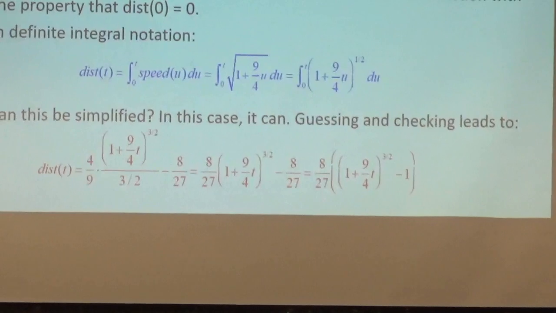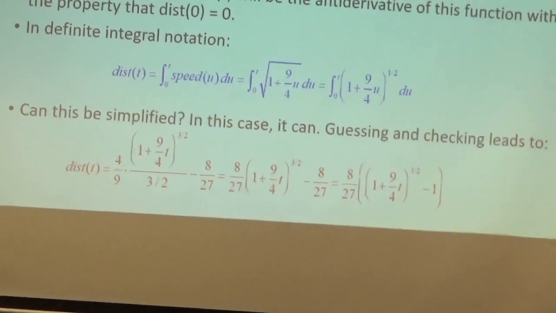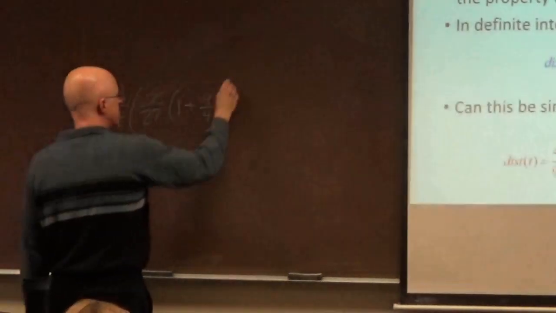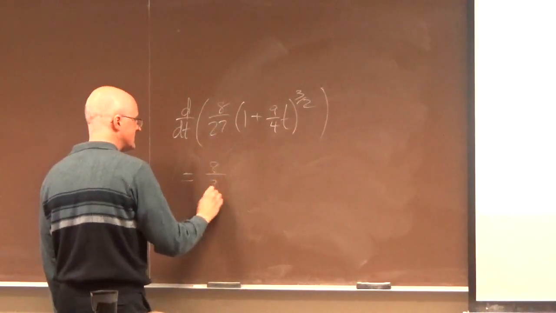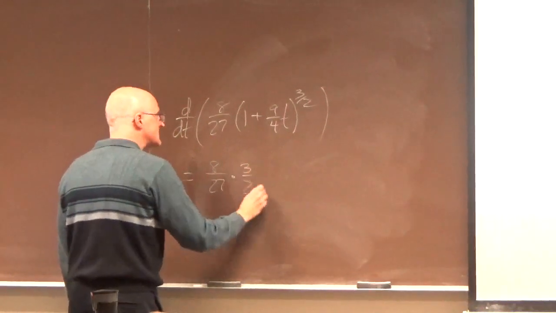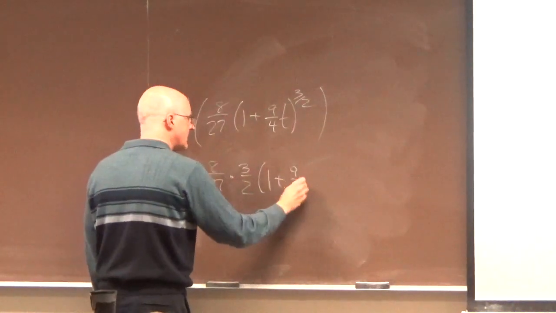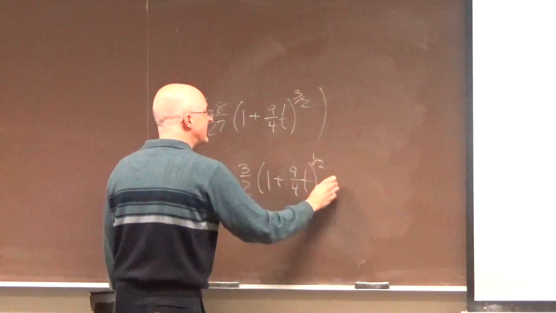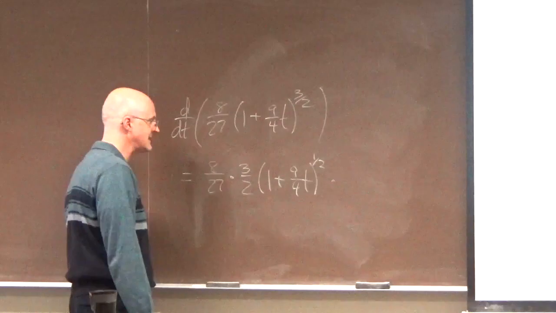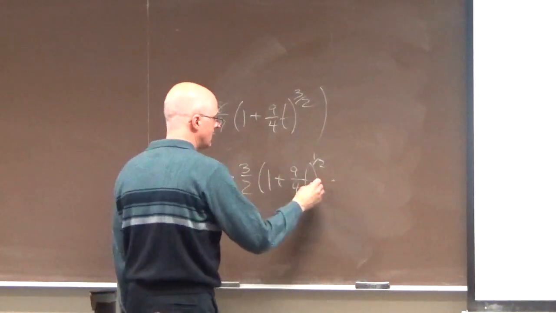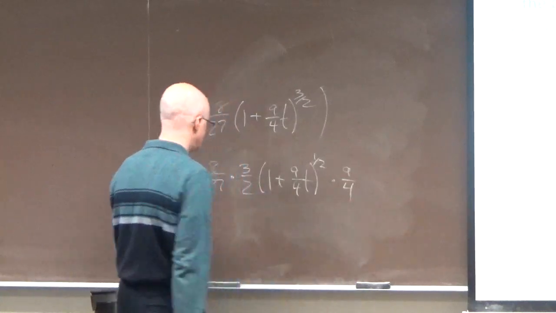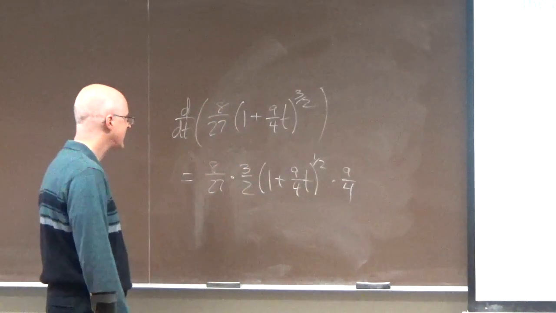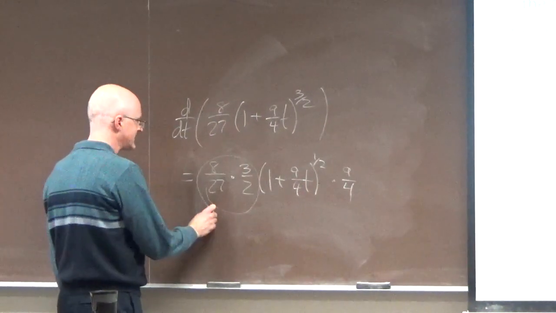8/27, 1 plus 9/4 t to the 3/2 power. Differentiate that. Bring down the 3/2. Subtract 1 from that exponent. Then don't forget from the chain rule, multiply times the derivative of the inside function. The derivative of 1 plus 9/4 t with respect to t is 9/4. Simplify. What does that simplify to?